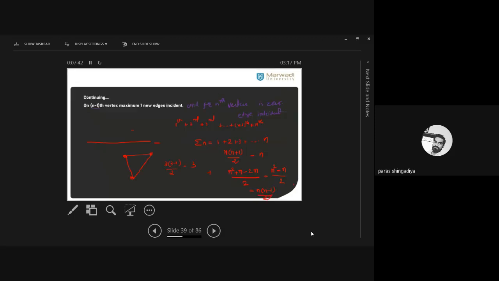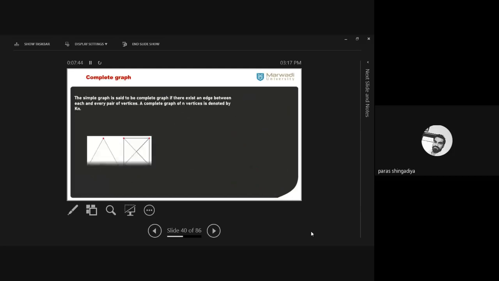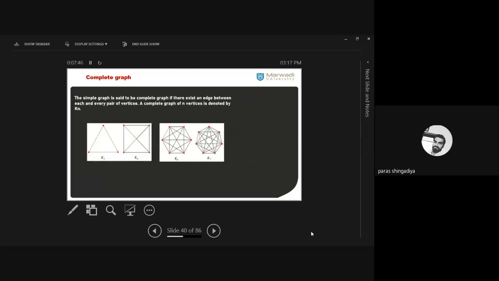So that part we had discussed in the last lecture, and now next we'll discuss the complete graph. So what is the meaning of complete graph? It is a part of simple graph where we consider a complete graph if there exists an edge between each and every pair of the vertices. There exists an edge between each and every pair of the vertices, then we can say this graph is known as a complete graph. Okay, there should be an edge between each and every pair of the vertices.